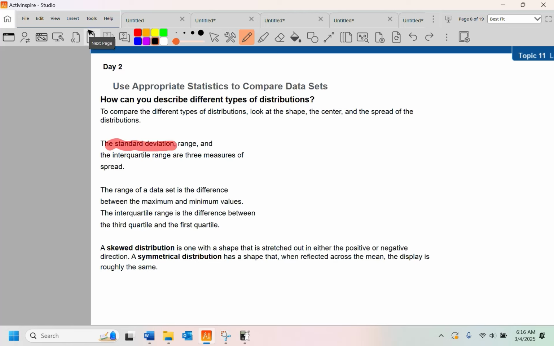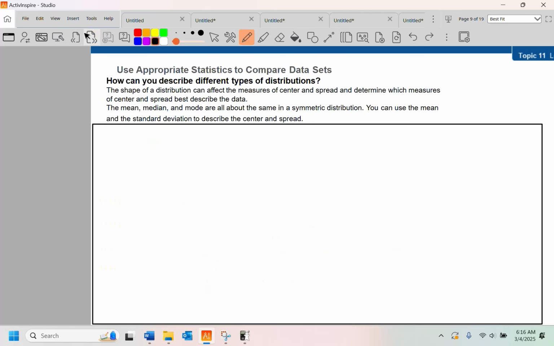A symmetrical distribution has a shape that when reflected across the mean, the display is roughly the same. We also tend to call these normal curves. This one is symmetric or normal, in that the mean and the median are all in the same spot. The mean is equal to the median. That's the big thing. The mean and the median are the same number and in the same spot. It's more or less symmetrical. It's said to be normal, which is something I'm about to uncover on the next slide.